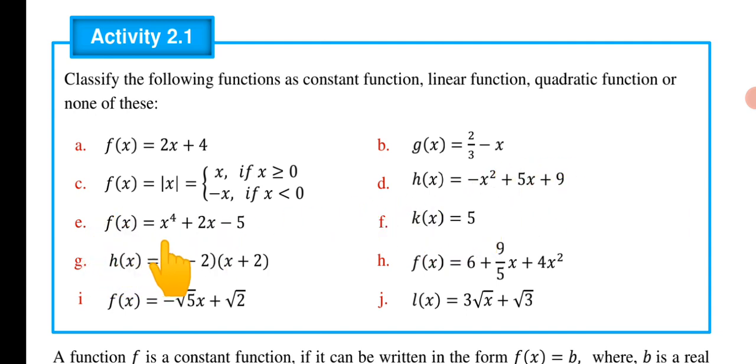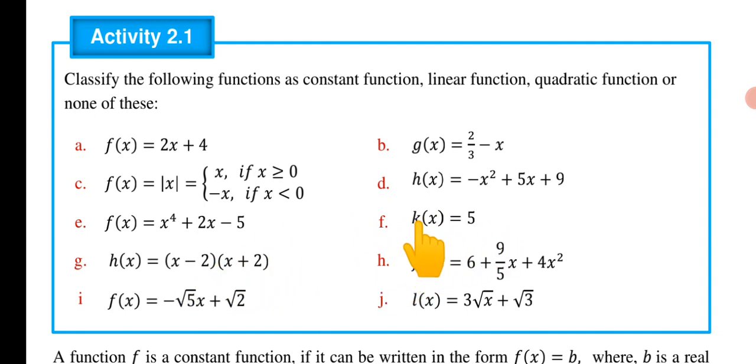E, f of x is equal to x raised to 4 plus 2x minus 5. This function is not linear because the highest exponent is greater than 1, not quadratic because the highest exponent is again greater than 2, and not a constant function because there is a variable. So it is none of these.